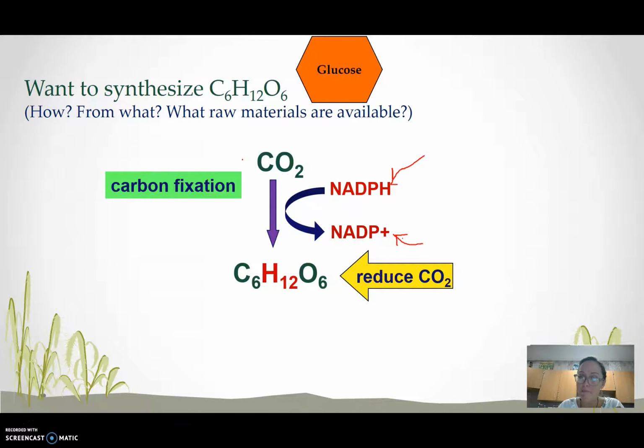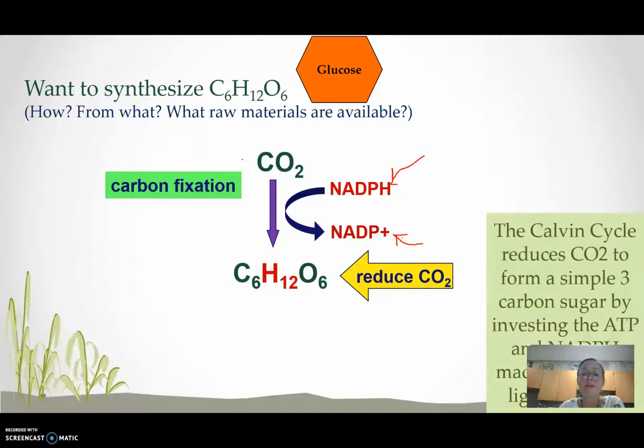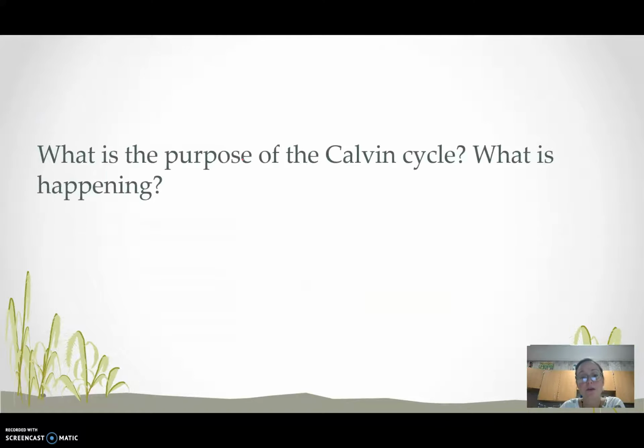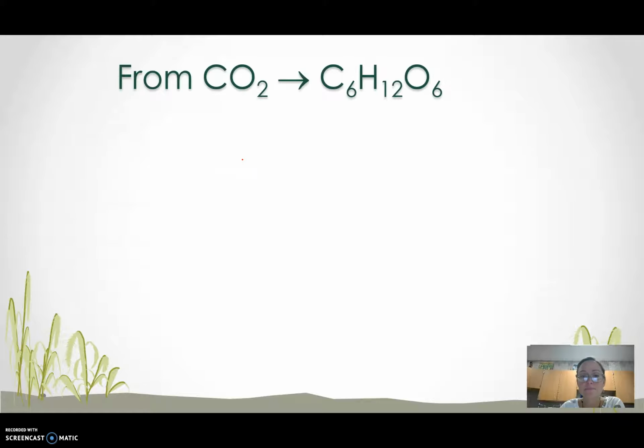So the first step in the Calvin cycle is what's called carbon fixation. And so the Calvin cycle is going to use that NADPH from the light reaction to reduce carbon dioxide into a molecule of glucose. So the purpose of the Calvin cycle, what's happening in that? I can kind of summarize it in your box number 1.